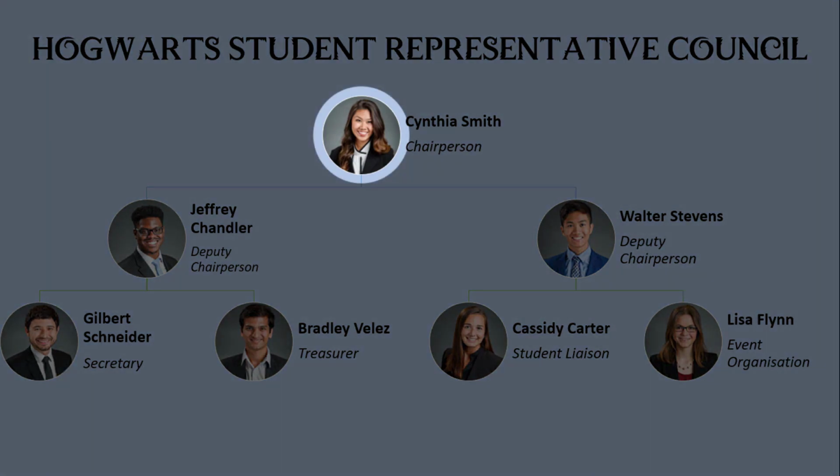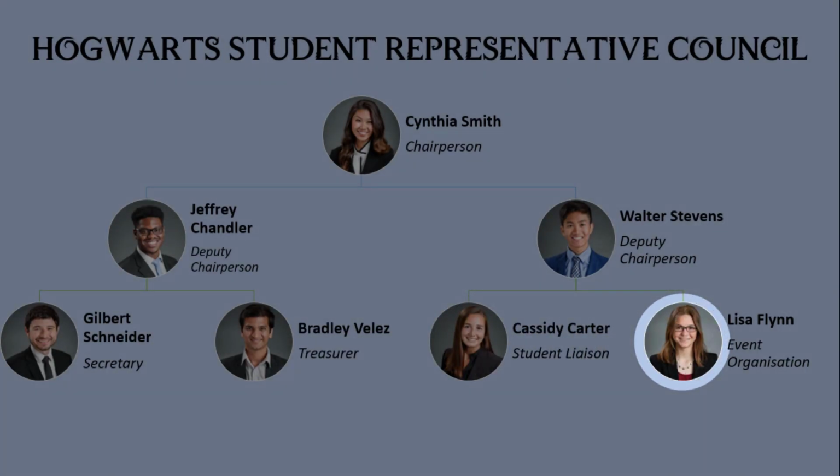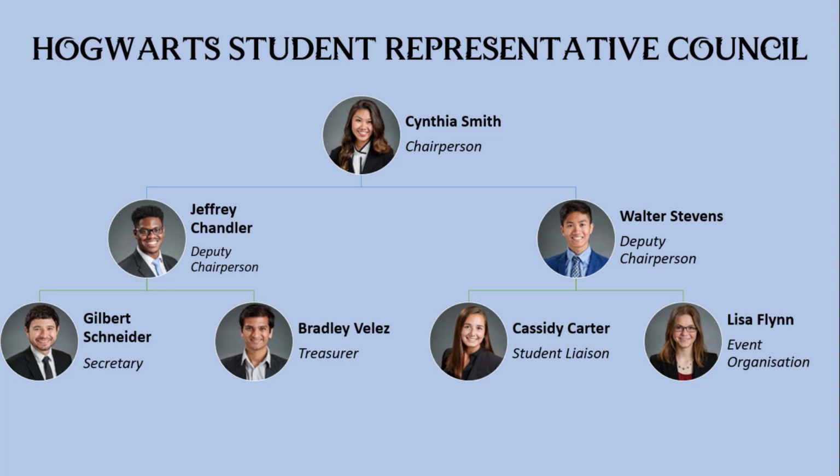So now the advantage of this is that we are now drawing attention to Cynthia by having everything else fade out. And then once we have chatted about Cynthia being the chairperson, we can then move through to Jeffrey and chat about Jeffrey being the deputy or one of the deputy chairpersons. And then we can talk about the people that report to him, such as Gilbert Schneider and then Bradley Velez. From there, we can talk about the second deputy person being Walter Stevens. And we can go through like that. And then at the end, it fades off so we can see the full picture in clear.